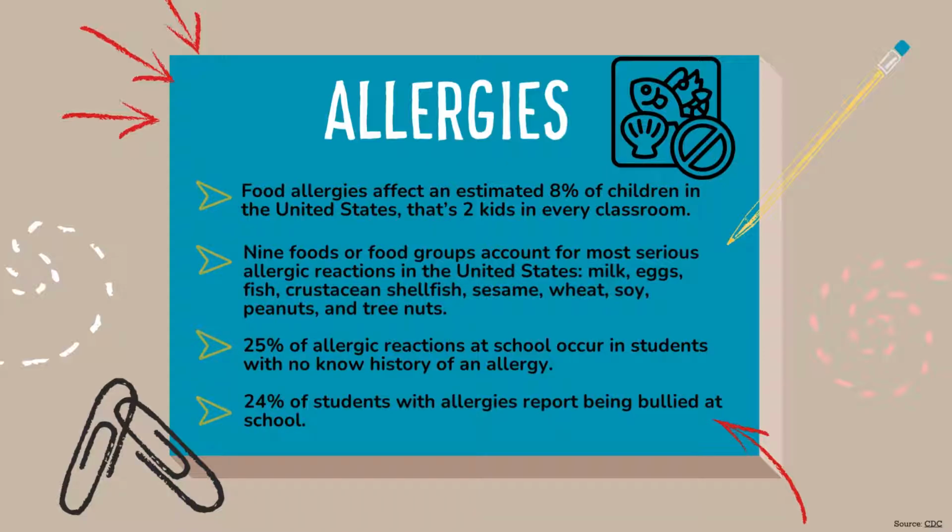While it is important to identify which students have documented food or insect sting allergies, it is important to note that 25% of allergic reactions that happen at school occur in kids with no previously known allergies, a statistic that emphasizes the importance of symptom recognition and appropriate response.